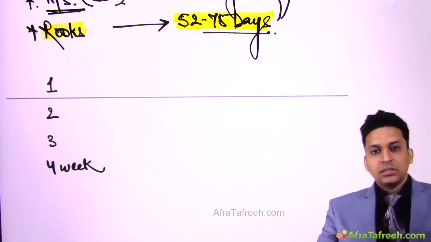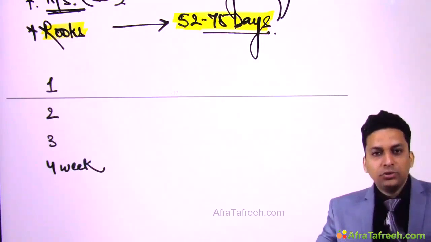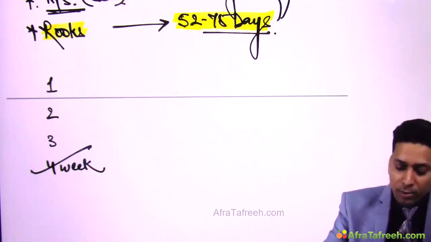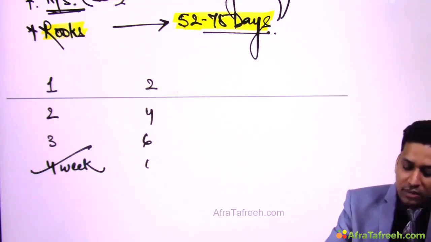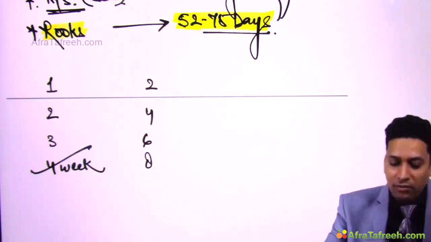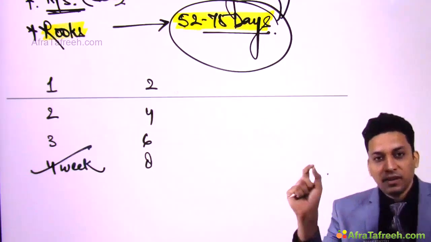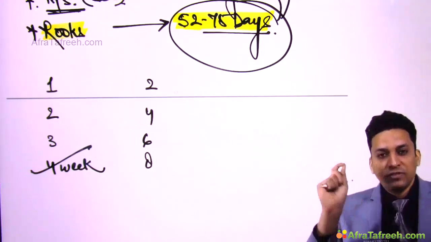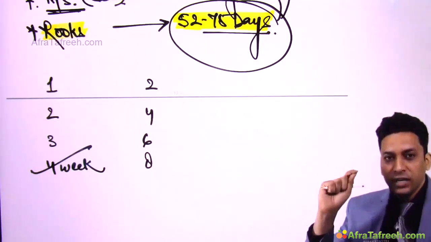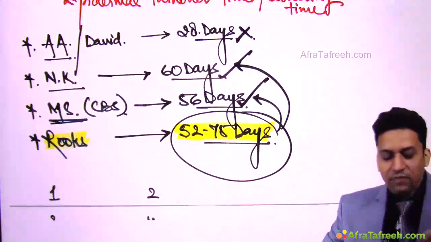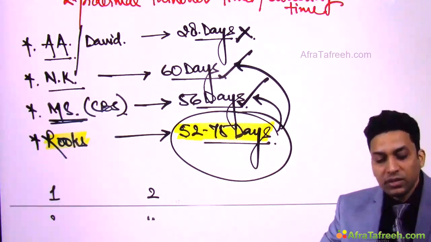Now, because these are the only 4 options, you need to choose one, and the answer given is 4 weeks, so that is correct. But if you have options like 2 weeks, 4 weeks, 6 weeks, 8 weeks, then you should mark the one which falls in this range. That is 52 to 75 days. So remember this range. If it's specifically asked, then it is 56 days. So epidermal turnover time is 56 days, or the range is 52 to 75 days.